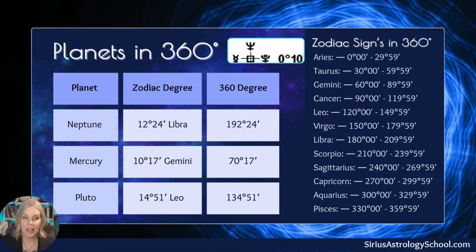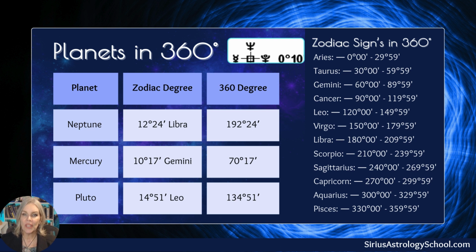Let's just break this down a little bit further so you can understand why we're talking about the 360 degrees. Here's our midpoint structure up here. Our planet is Neptune. Neptune is at 12 degrees and 24 minutes of Libra.